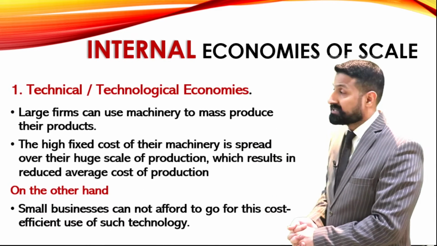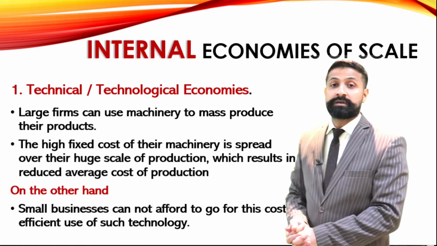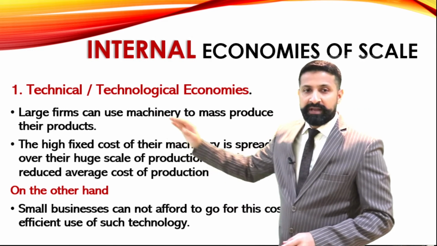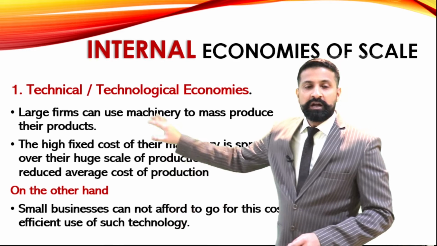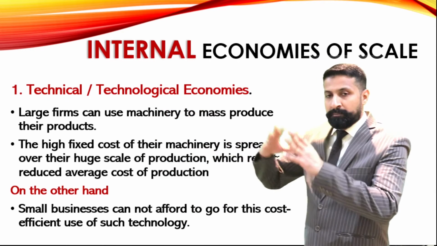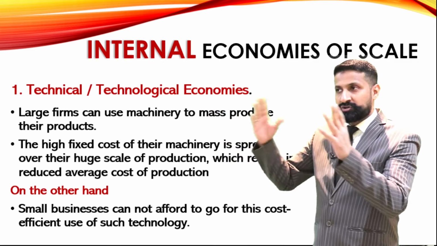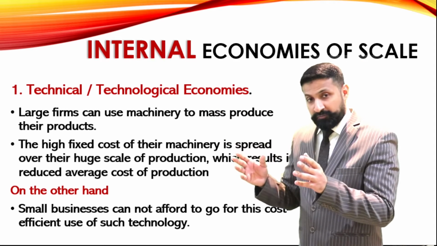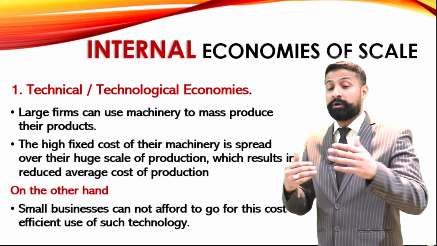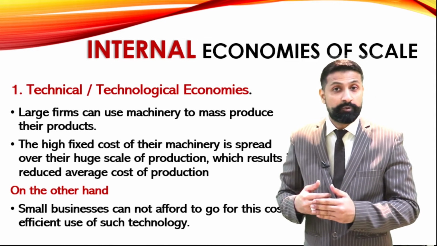The first one is called technical or technological economies of scale. Large firms actually have an edge over small firms. Large firms can use machinery to produce their products on a mass scale, on a larger scale. The fixed cost of machinery is divided over the number of units produced. And the more units produced, the more the fixed cost will be divided over them.